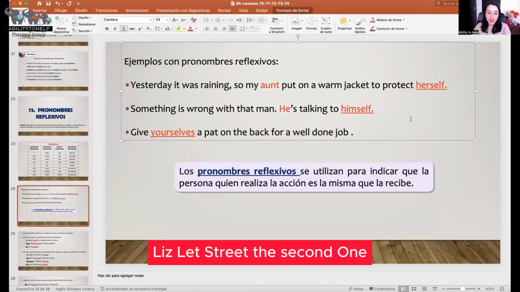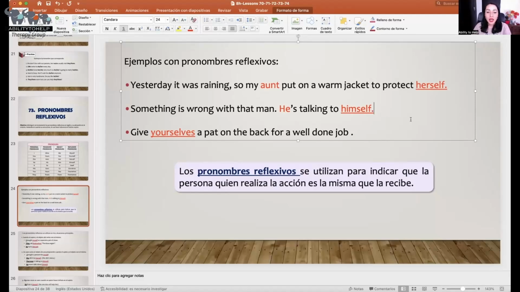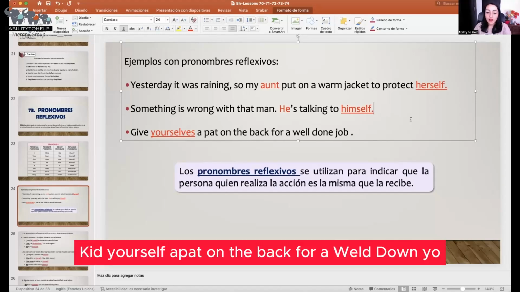Let's read the second one. Sometimes it's wrong with that man. He is talking to himself every day. He is talking to himself. Give yourself a pat on the back for a job well done.